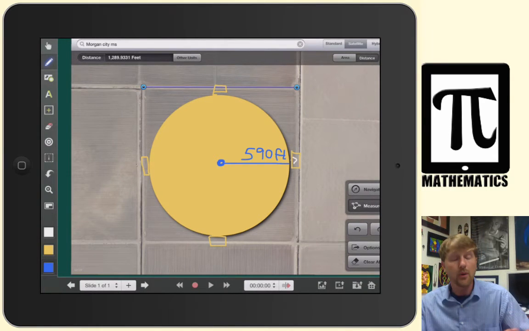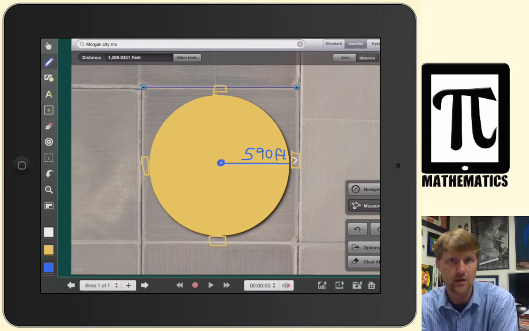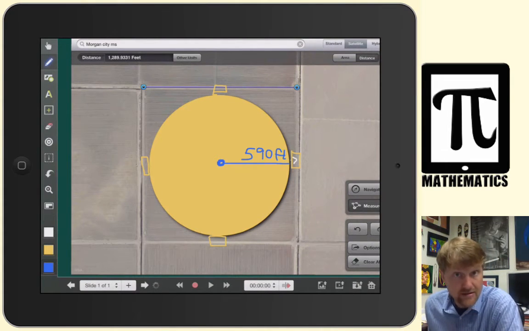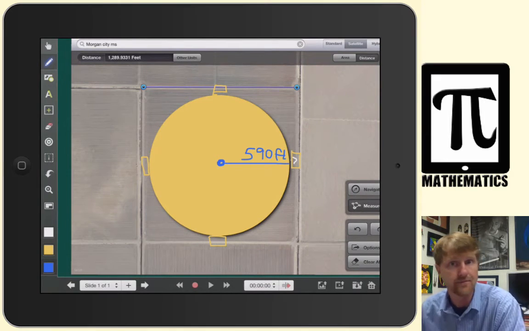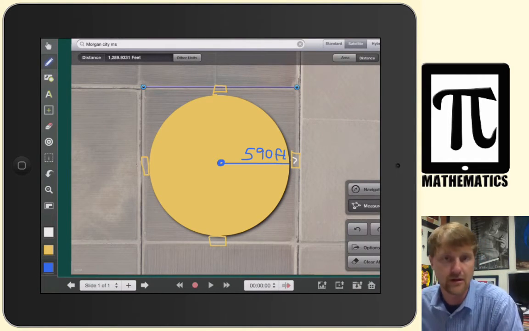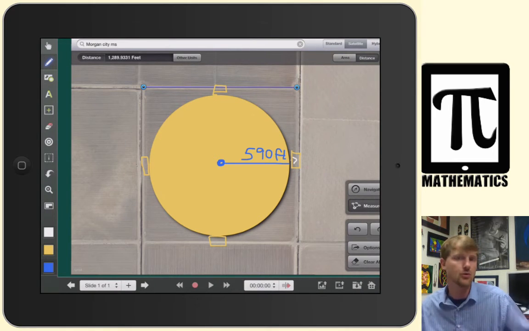So you can pose a number of questions to your students right now. You can say, all right, well, how much of the land is not going to be irrigated? How much is irrigated? How could we fix the property so that it irrigates all of it? These are questions, real world questions, that you can ask your students.